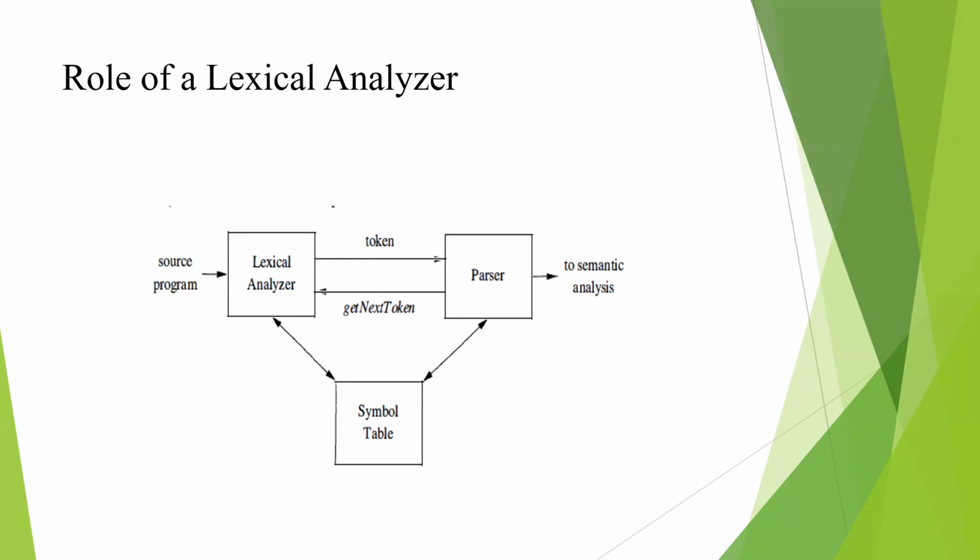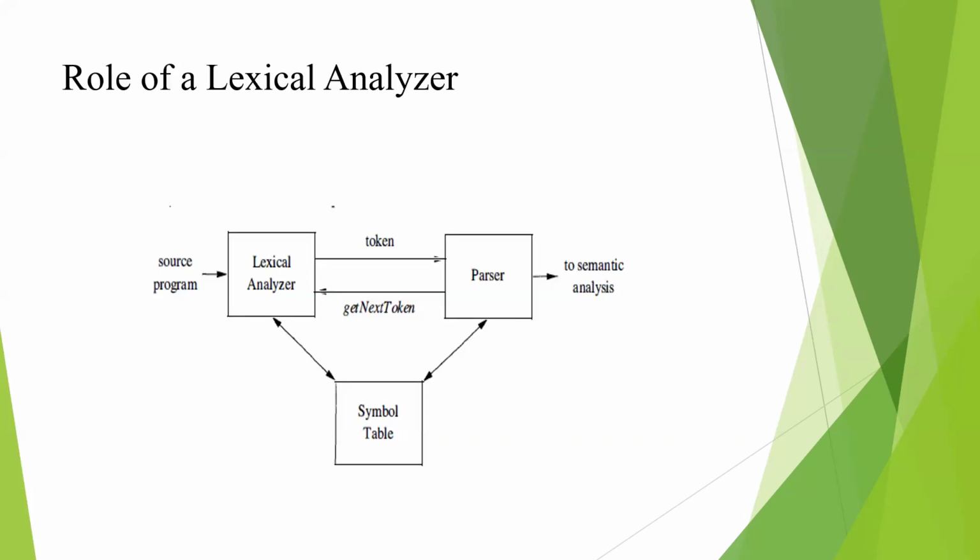As shown in the figure, as it is the first phase of the compiler, the main task of the lexical analyzer is to read the input characters of the source program, group them into lexemes, and produce the output as a sequence of tokens for each lexeme in the source program. The stream of tokens is sent to the parser for the syntax analysis phase.